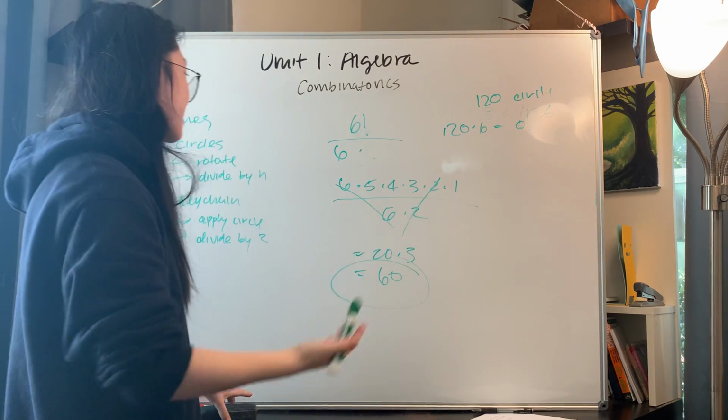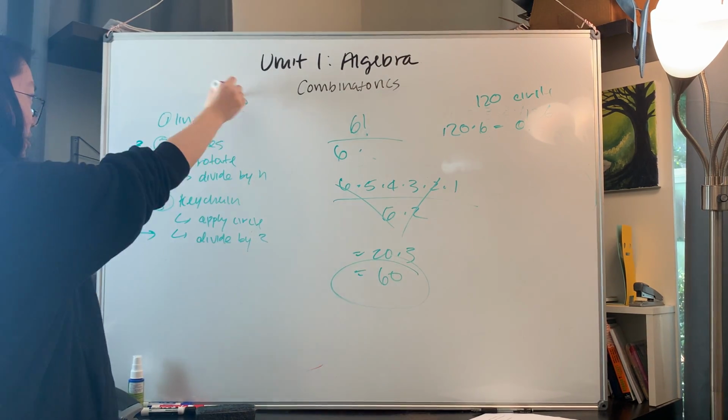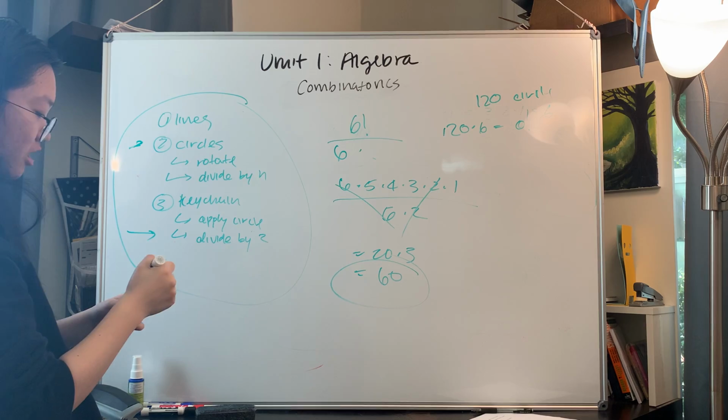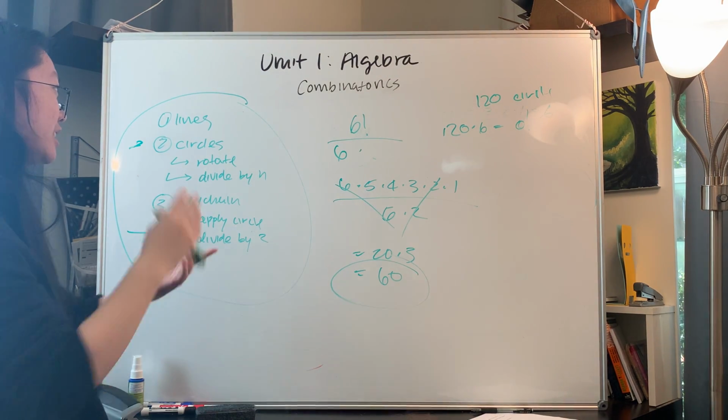So I hope this makes sense. You don't have to remember these rules here, but try to understand the concept and why we count lines, circles, and keychains differently.